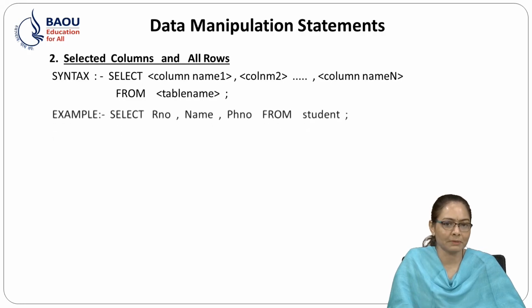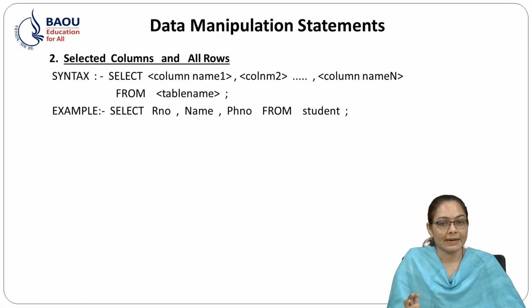See the example, selected columns. Here we display only 3 columns. Select roll number, comma name, comma phone number from student. So this command is used to display all the rows but only 3 columns: roll number, name and phone number.